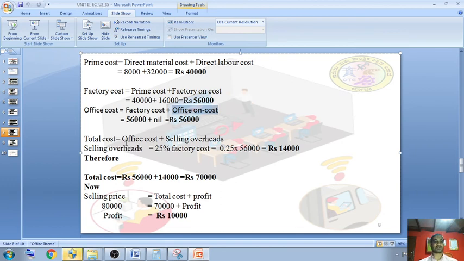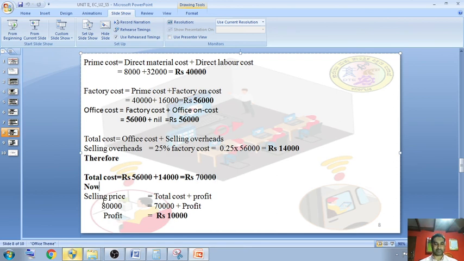So now the total cost. The total cost is given by office cost plus selling overhead. Selling overhead is given as 25% of the factory cost. It is given in the problem. So 25% of the factory cost, which we got as 56,000, is 14,000. So now the total cost equals office cost plus selling overhead. The selling overhead we got as 14,000. You add this: the office cost is 56,000 and the selling overhead is 14,000. If you add that, the total cost will become 70,000.